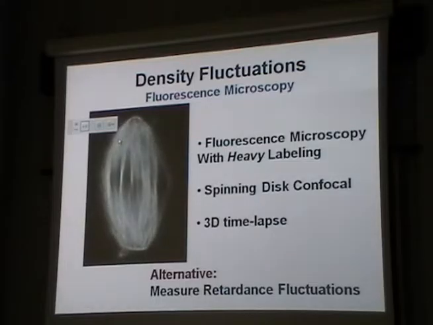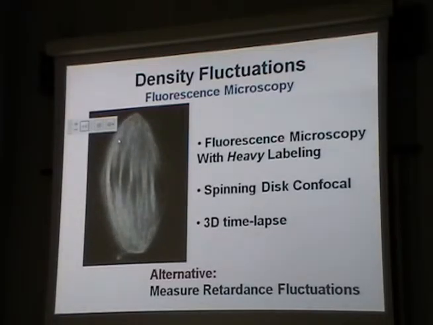Okay, so then we push this farther. That was orientational fluctuations. What about density fluctuations? What we do is fluorescence. We fluorescently label these tubulin molecules, which make up the polymeric microtubules, and then we take movies. So this is one 2D plane of a movie, but we actually have three-dimensional information. Then we measure fluctuations of this. What we were talking about before was orientational fluctuations. Now we're talking about density fluctuations.